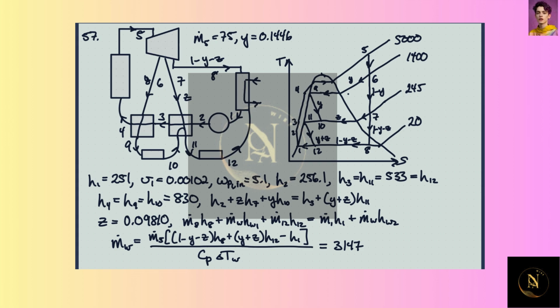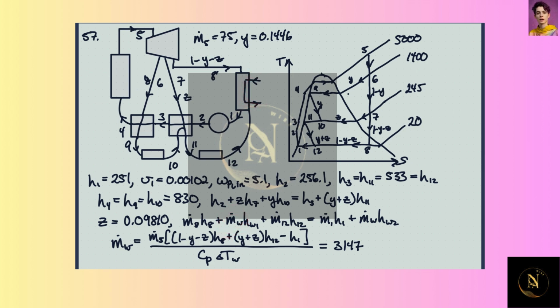So we have H7. They gave us H7. Anyway, we can get everything we have here. We know everything but Z, so we can find Z, and that winds up being about 9.8%. Okay, so then we can do an energy balance on, let's see, this is the condenser. And so this is the cooling water flow rate here.